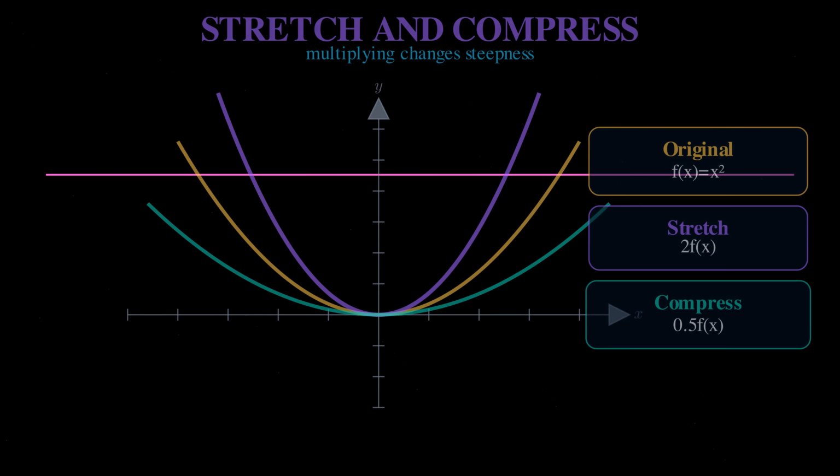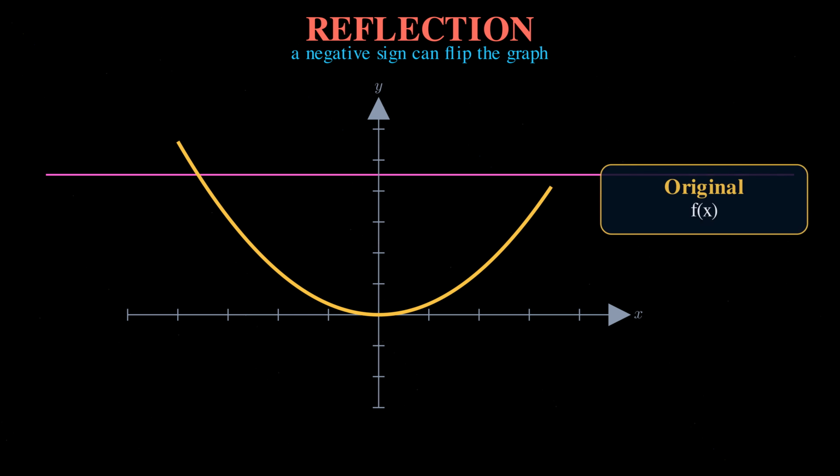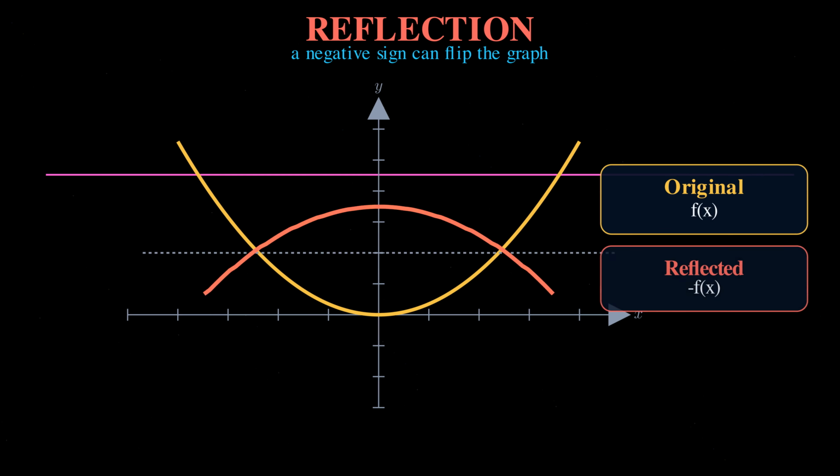A negative sign can reflect a graph. When the output becomes negative, the graph flips. Points that were above can move below. Points that were below can move above. Reflection is not a shift. It is a flip of the graph's shape across an axis.